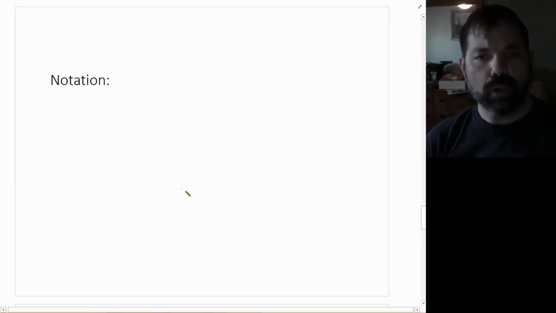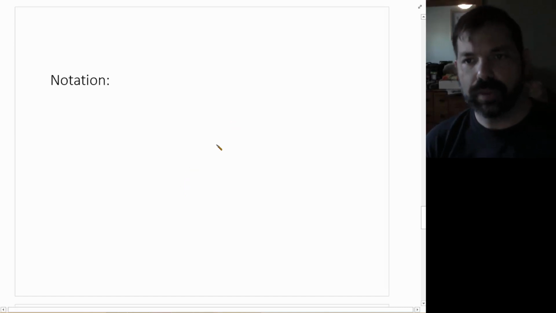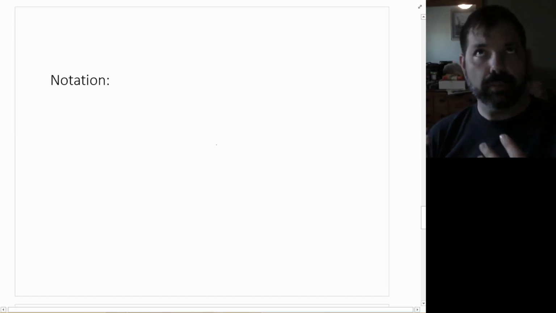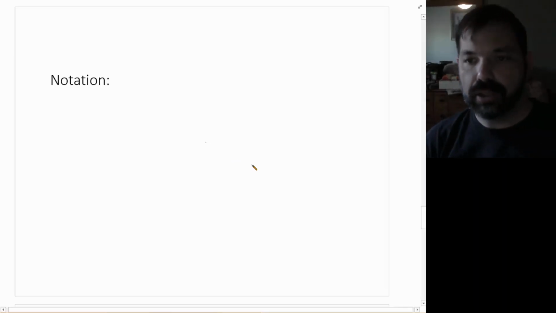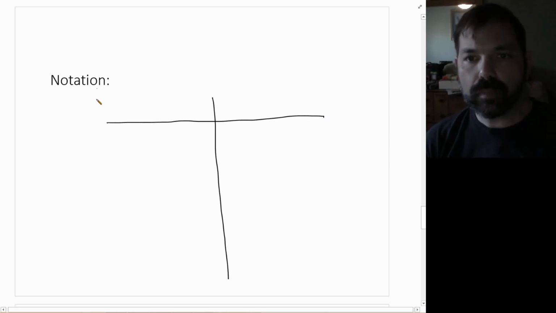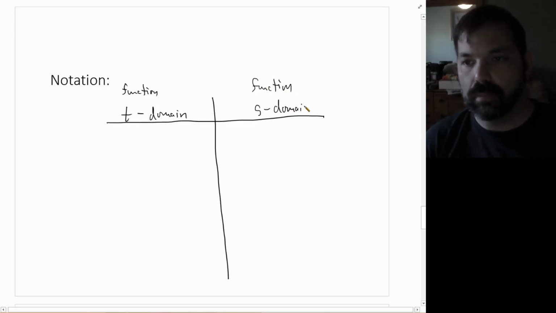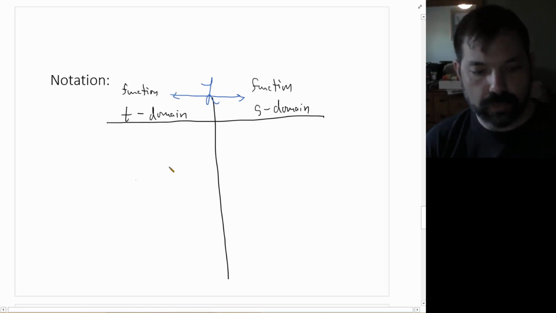So now let's mention something about notation with the Laplace transform. We've seen that this Laplace transform takes a function from the t domain and brings us over to the s domain. So, some notation that we use for it. If we have a function in the t domain, we have some other function in the s domain, and the Laplace transform is what gets us between these.